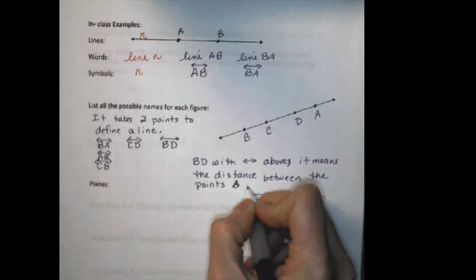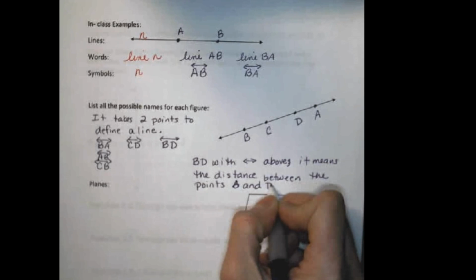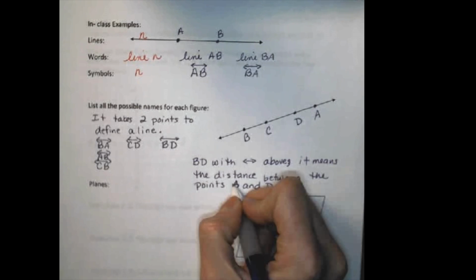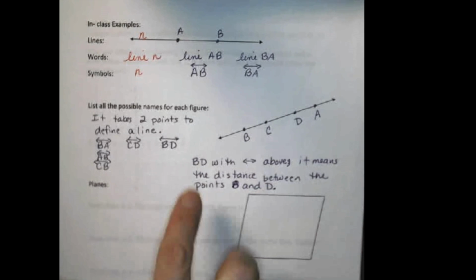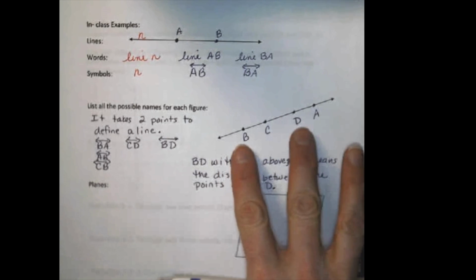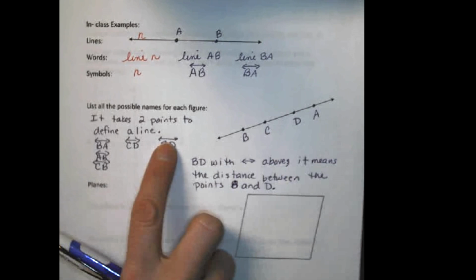between the points B and D. That's a B. Sorry, it's a little messy there. So if I simply write BD, I'm talking about a distance. That's a measure. But if I write BD with a symbol over it, then I'm simply naming the line that contains those 2 points. For planes, there are also 2 different ways to name a plane.